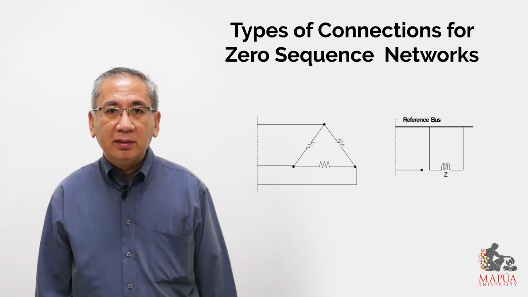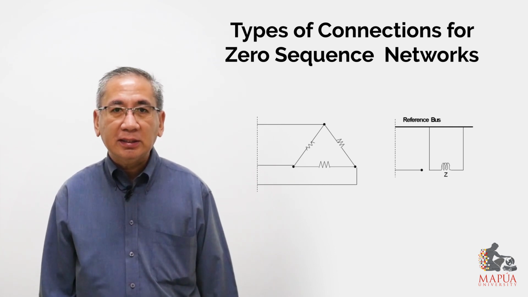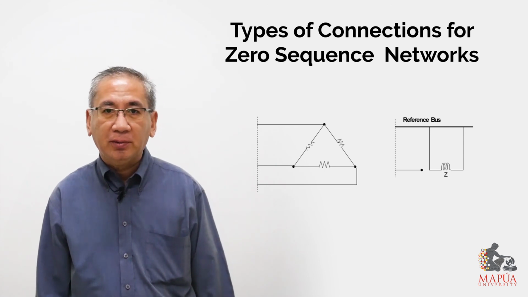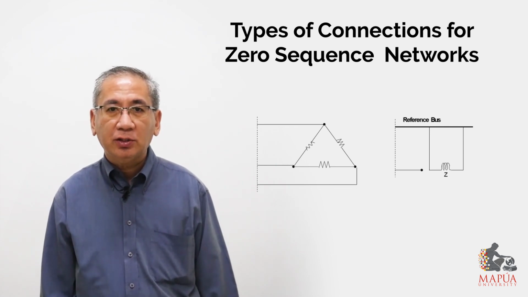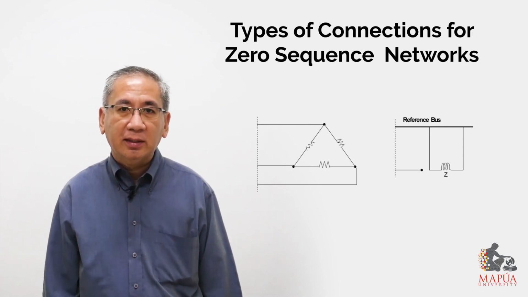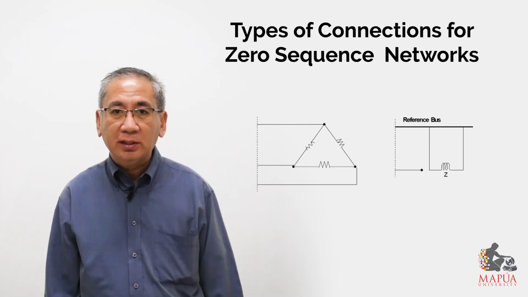So these are the different cases of zero sequence equivalence of a three-phase transformer. This shows the illustration of how these configurations will be, how they are connected to the circuit.